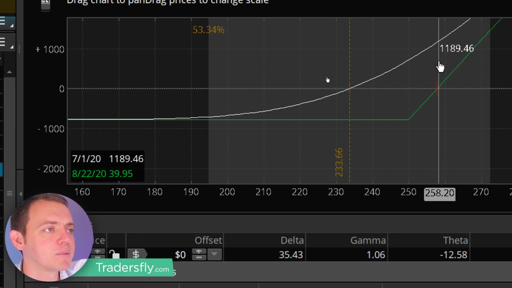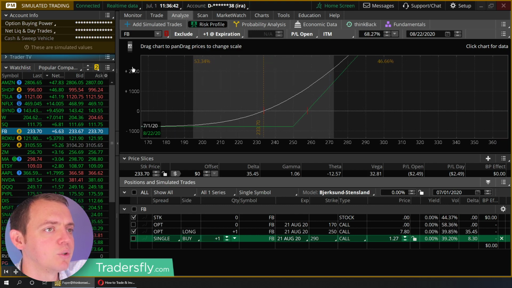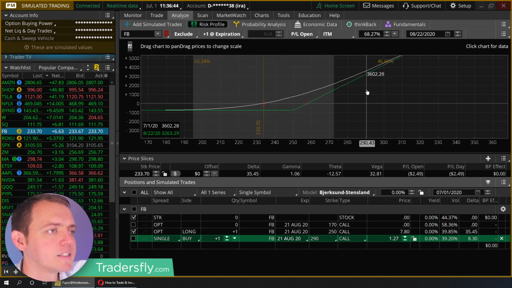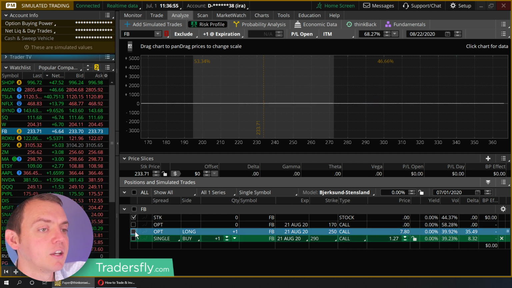But if it ramps up and goes to, like, let's look at this example. If it goes to 290, in this case, you'd make 3,614 on the one we just put on. This one, if it goes to 290, you'd make 1,607.